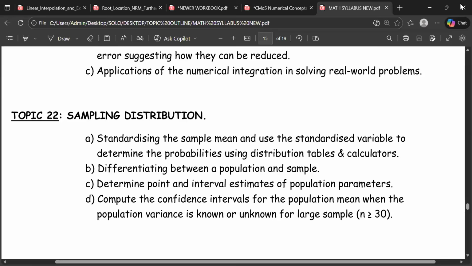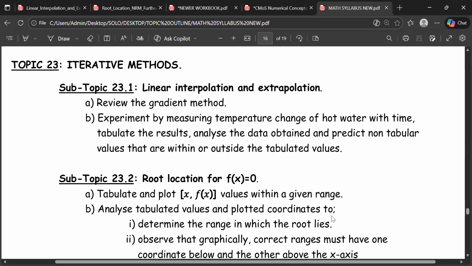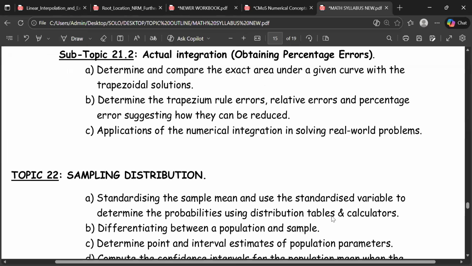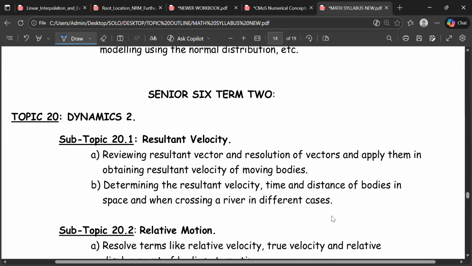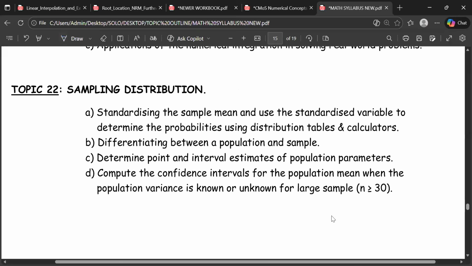Topic 22, 23. Okay, they're here. It is topic 23. For those who may want to know the class, don't be surprised if you covered them first. It is a topic of senior 6 term 2, if I'm not mistaken. Yeah, senior 6 term 2, according to the syllabus. But of course, it is something you can cover in term 1 and students understand.